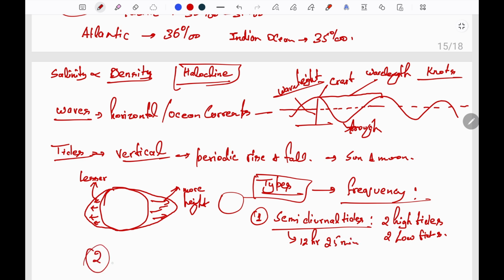Next one is diurnal tides, that is one high tide and one low tide in a day. Third one is mixed tide.